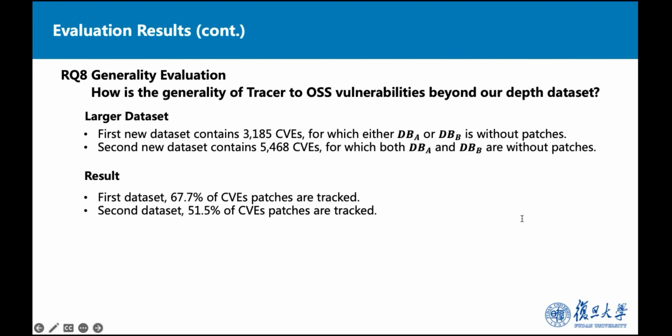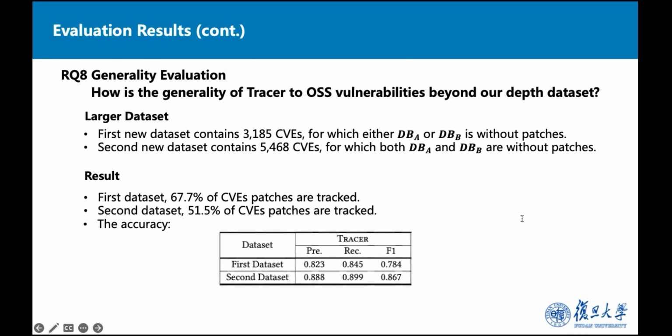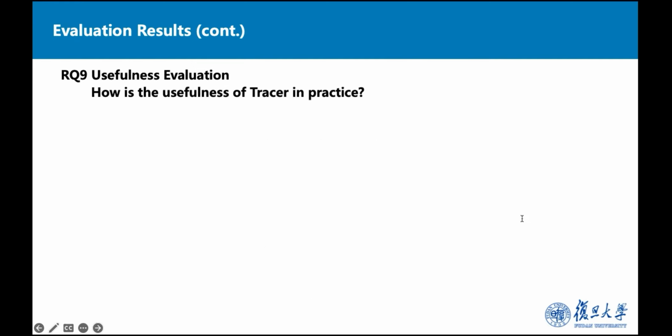For the first dataset, 67% of CVEs' patches are tracked by Tracer. And for the second dataset, 50% of CVEs' patches are tracked by Tracer. And we sampled 100 CVEs to measure the accuracy. And the results showed that the accuracy is above 0.8. And this indicates Tracer is generalizable and can complement industrial databases.